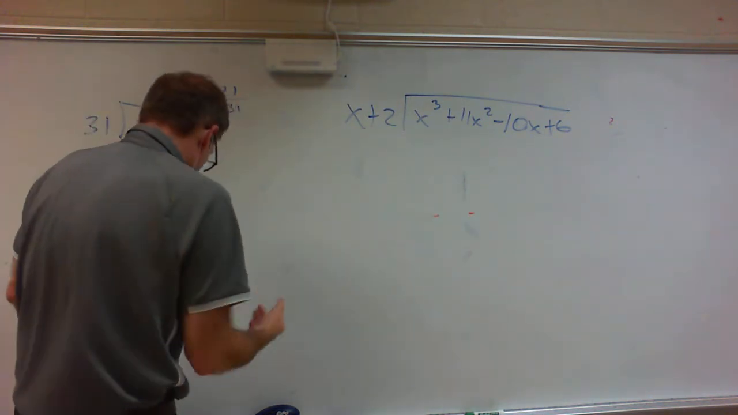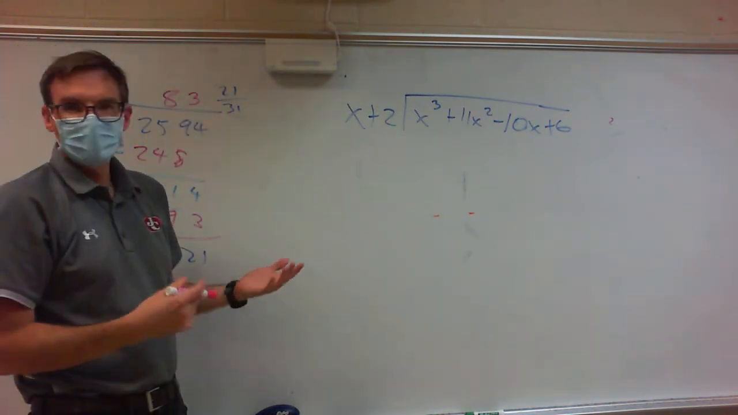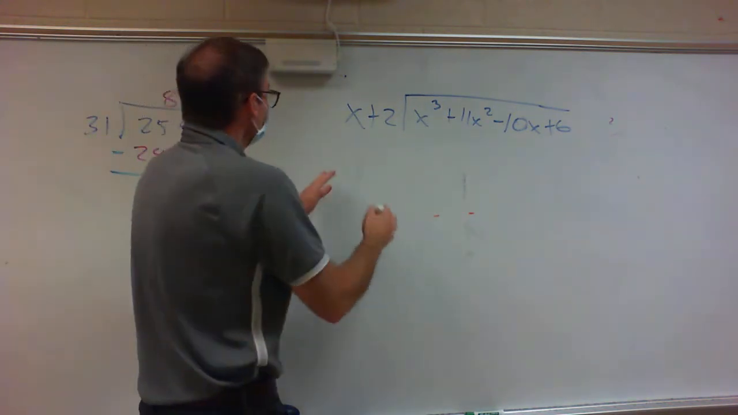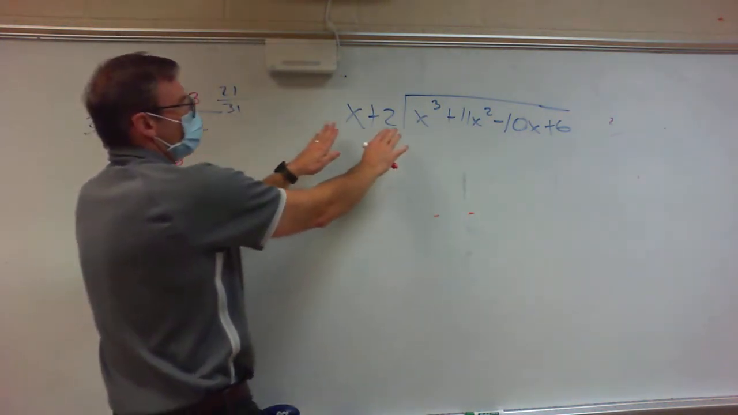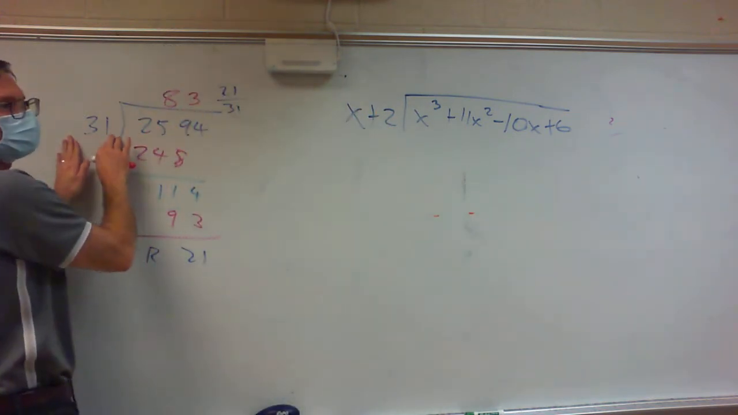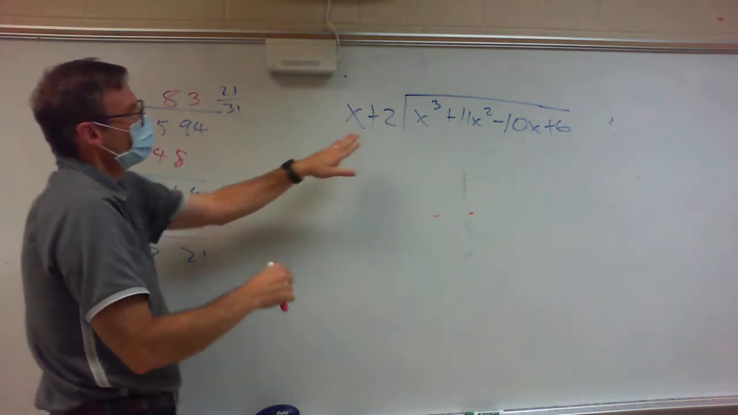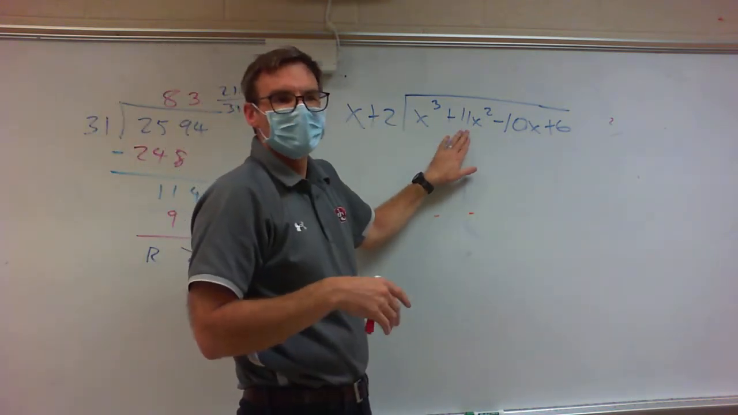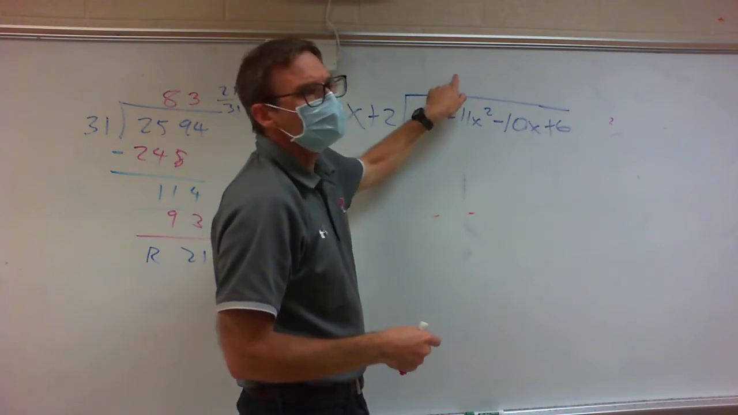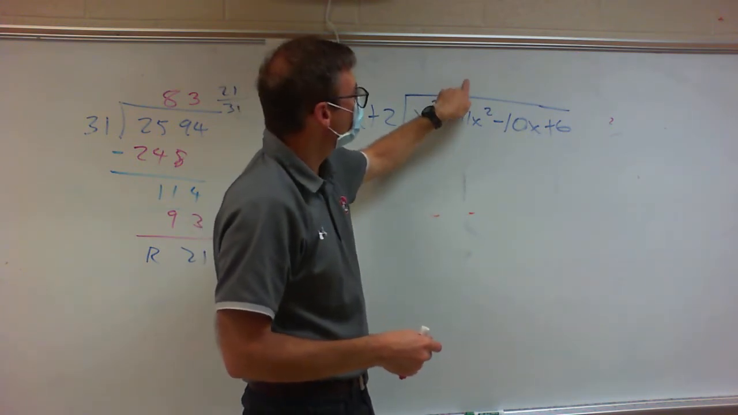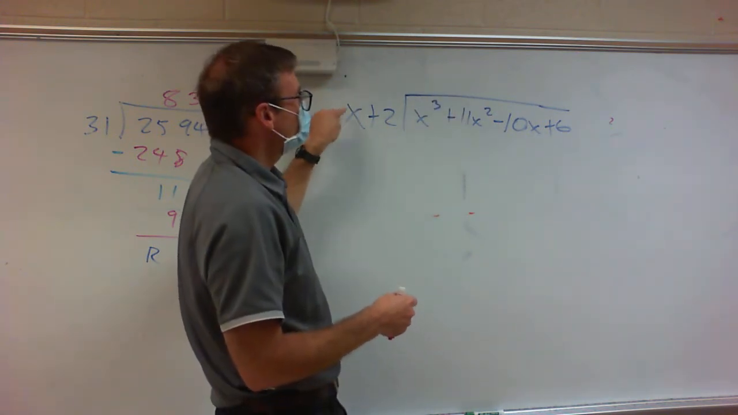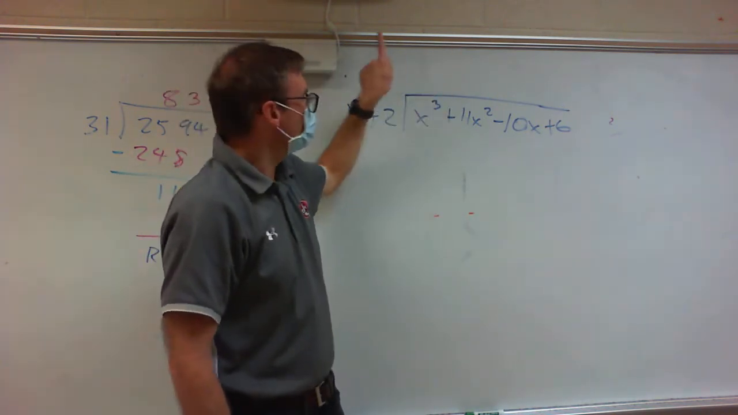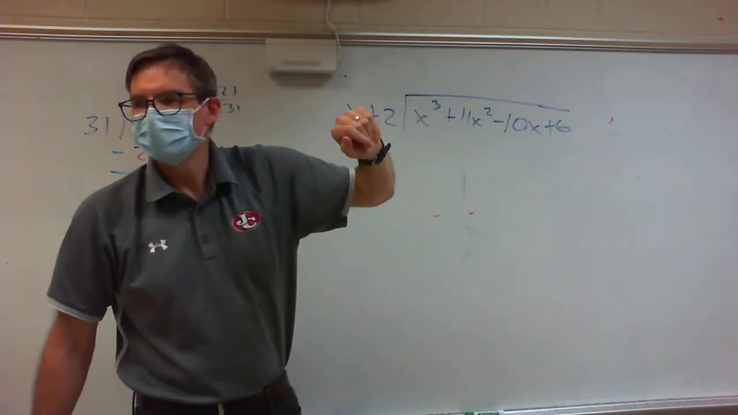Well, in polynomial long division, you don't have to get close. You want it exact. So think of this x plus 2 as our 31, think of this x cubed as our 25, and think of this term as our 5. Here's how it works. I need something here so that this times this x is exactly x cubed. So what's going to go here so that this times this is exactly x cubed?